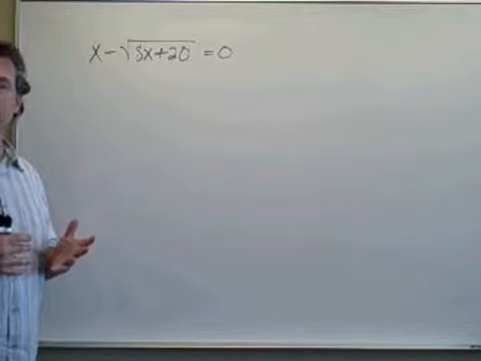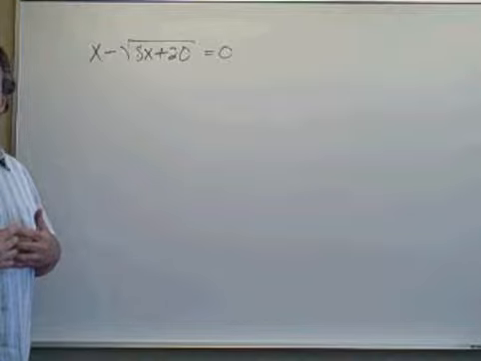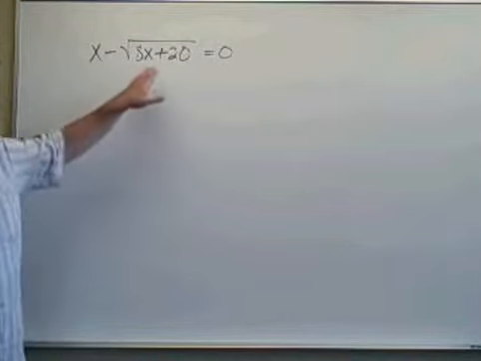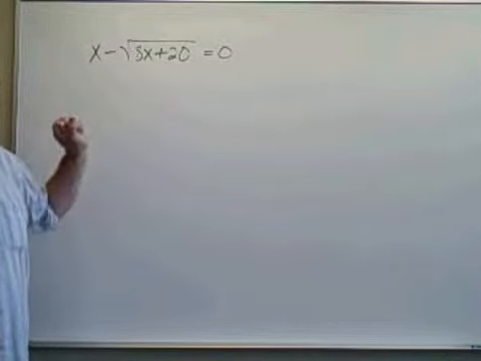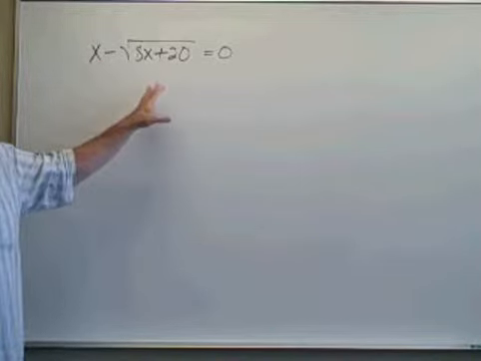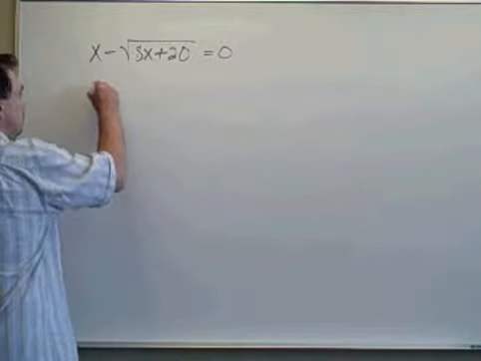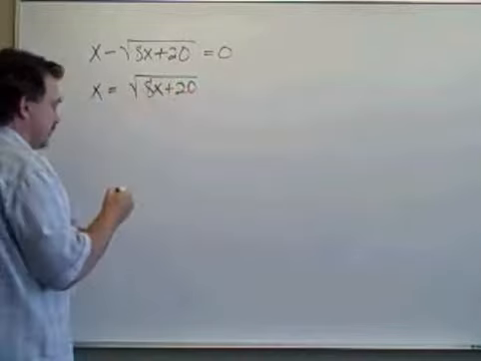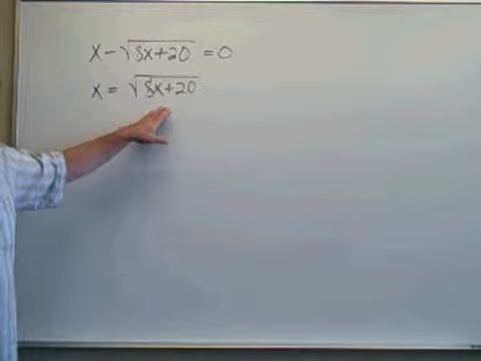Here we have another example of a radical equation. It's an equation that contains a radical expression. Our approach to solving this kind of equation is to first isolate the radical expression on one side of the equation. So in this case, what I'll do is I'll add that radical expression to both sides of the equation. Now the radical expression is isolated.